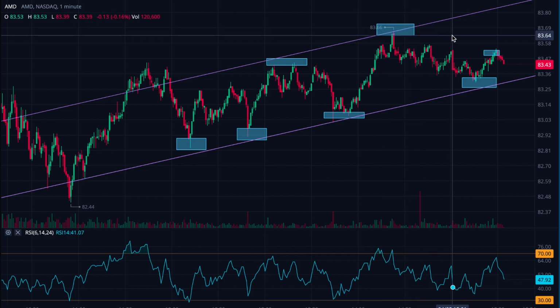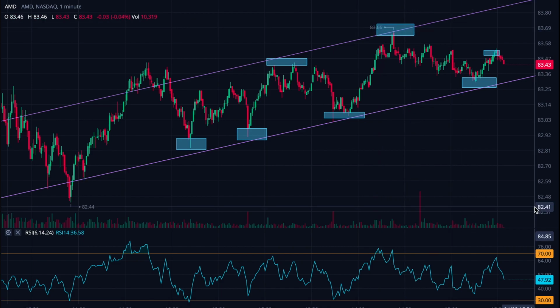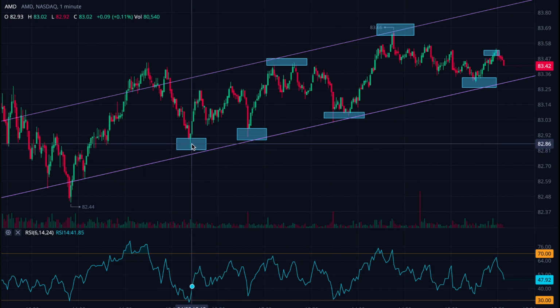So that's the channel strategy. If I couple that with the RSI strategy, here I would have said, ooh, this looks like a good opportunity to buy because it's toward the bottom of the channel. I would have looked down at my RSI. It's at 32. Yep, that seems pretty solid, pretty close to 30.